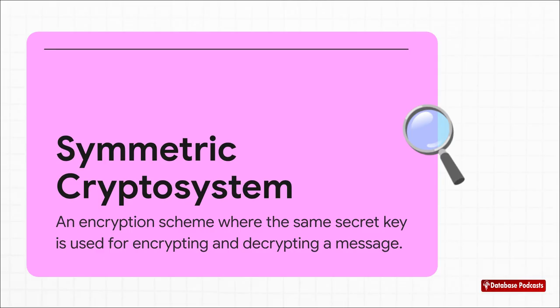Think of it like a physical key to a lockbox. Alice puts her message in the box, locks it with the key, and sends it. Bob, on the other end, uses his identical copy of that key to unlock it. Simple, right? But, and this is the big but, for any of this to work, they first have to find a totally secure way to share that one secret key. That single key is the foundation for everything.